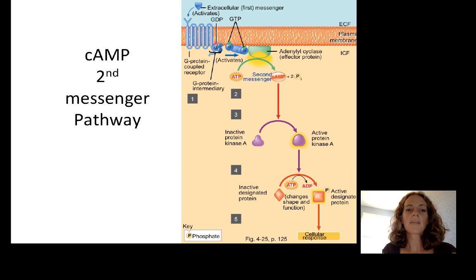So that's the cyclic AMP second messenger pathway. I want you to know this one in great detail. So I want you to memorize that it's a G protein coupled receptor through a G protein, adenylate cyclase, cyclic AMP, and it can then activate many downstream effects. For example, protein kinase A, or PKA, which can activate other proteins and create a big response inside the cell.